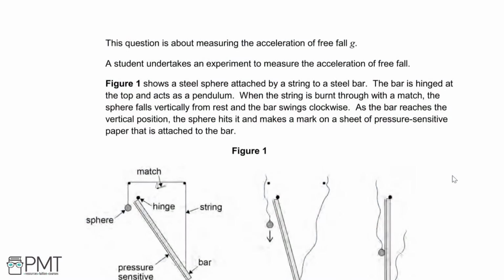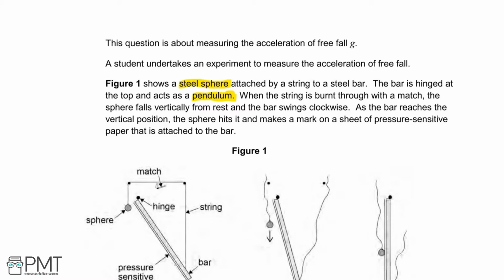This question is about measuring the acceleration of free fall g. A student undertakes an experiment to measure the acceleration of free fall. Figure 1 shows a steel sphere attached by a string to a steel bar. The bar is hinged at the top and acts as a pendulum. When the string is burnt through with a match, the sphere falls vertically from rest and the bar swings clockwise.